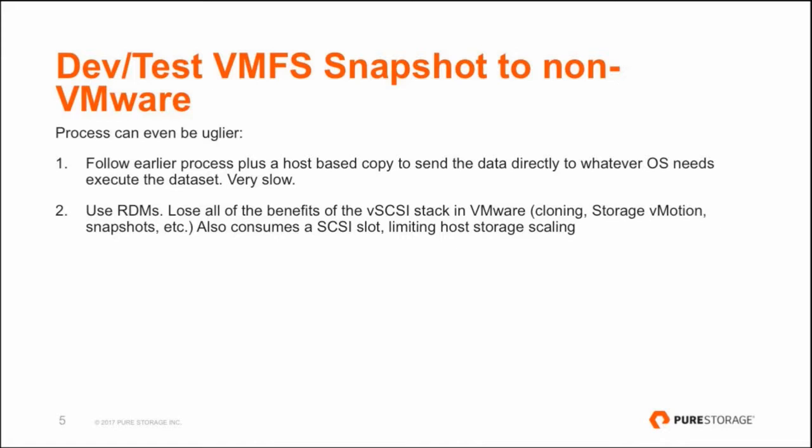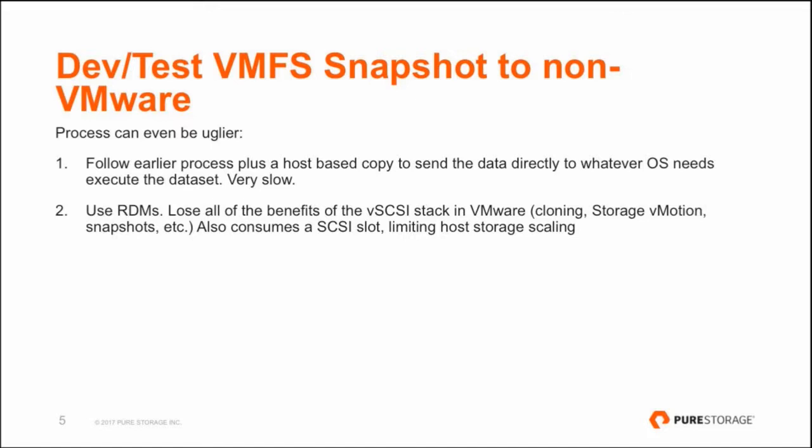And if you want to do dev tests from a VMFS snapshot to non-VMware, well, how do you do that? Well, we mentioned this a little bit earlier. You can use some host-based copy. You can use a VM converter to move it. But it's not particularly easy to get that data out of your VM, leveraging, let's say, array-based replication or an array-based snapshot, to move it, once again, to the cloud or a physical server, or even a container running somewhere. How do you get that data out of it? It's not particularly easy. And RDMs are not really a great solution, but that's kind of what we've stuck to recently.